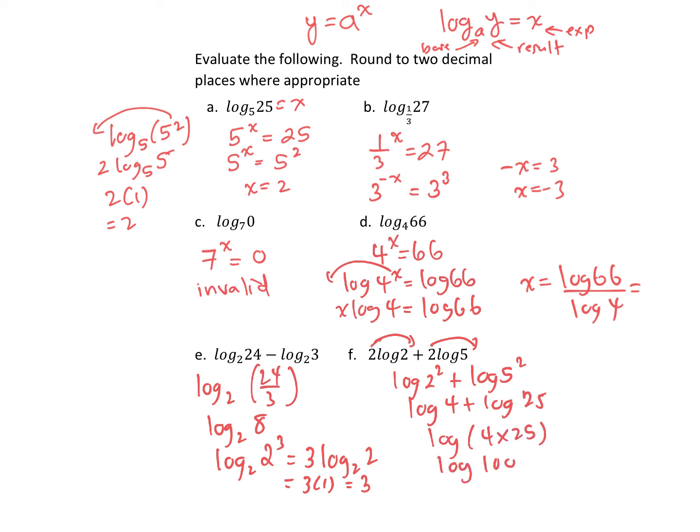So that's 100. Now consider this log does not have a base. That's because it's base 10. So if you don't see a base, it's automatically assumed that it's log base 10. So 10 to the power 2 gives me 100. So that has a value of 2.